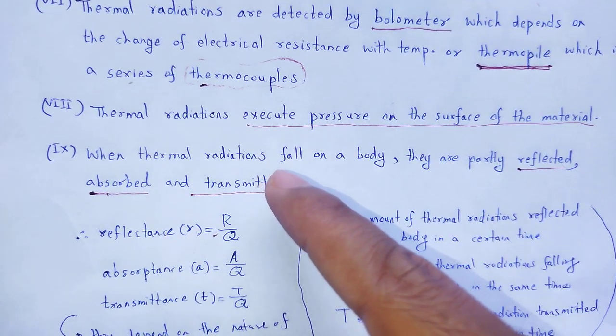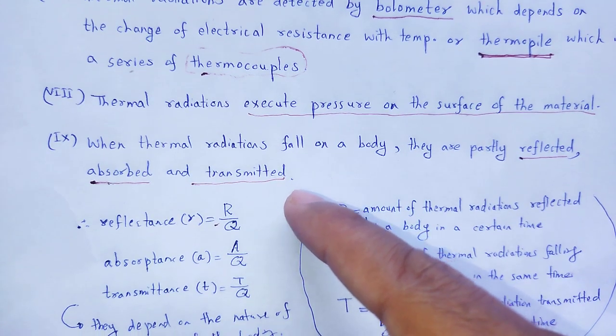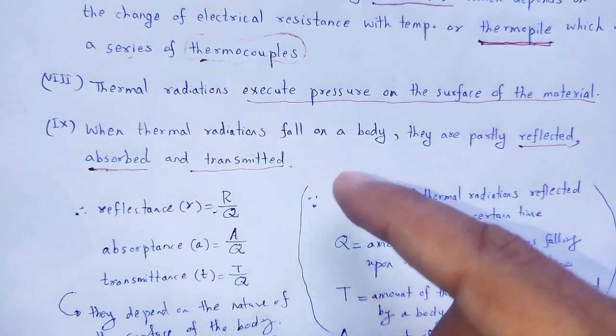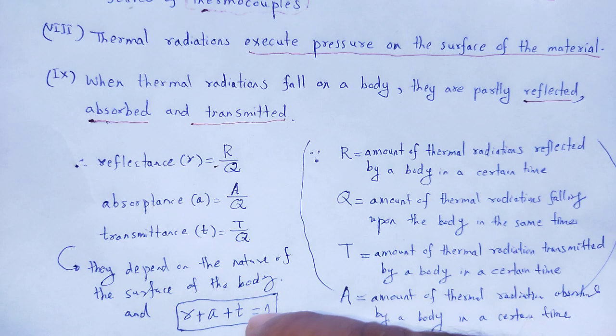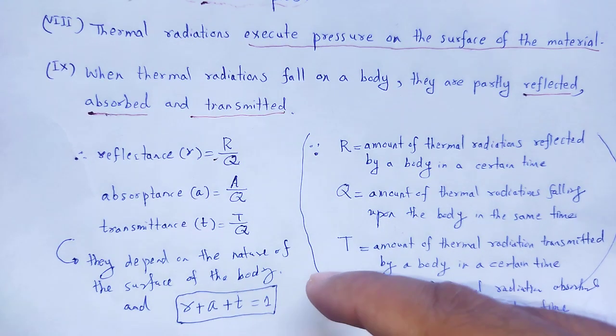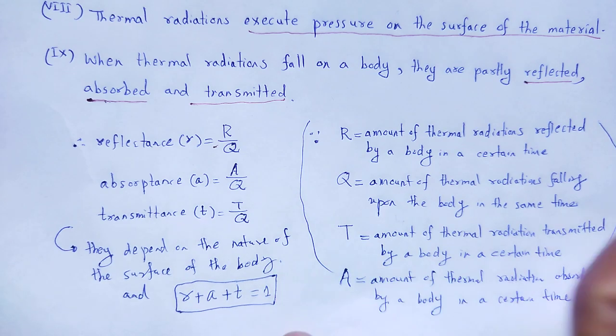Thermal radiation is partly reflected, absorbed and transmitted when it falls on a body, and its measures are reflectance, absorptance and transmittance. These three terms depend on the nature of the surface of the body, and the sum of these three is 1.